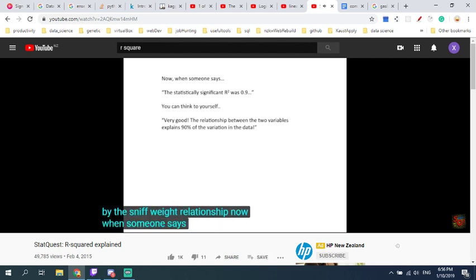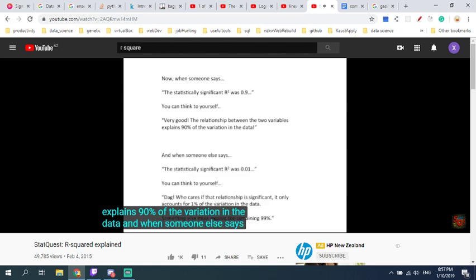Now, when someone says, the statistically significant r squared was 0.9, you can think to yourself, very good. The relationship between the two variables explains 90% of the variation in the data. And when someone else says, the statistically significant r squared was 0.01, you can think to yourself, dag, who cares if that relationship is significant? It only accounts for 1% of the variation in the data. Something else must explain the remaining 99%.